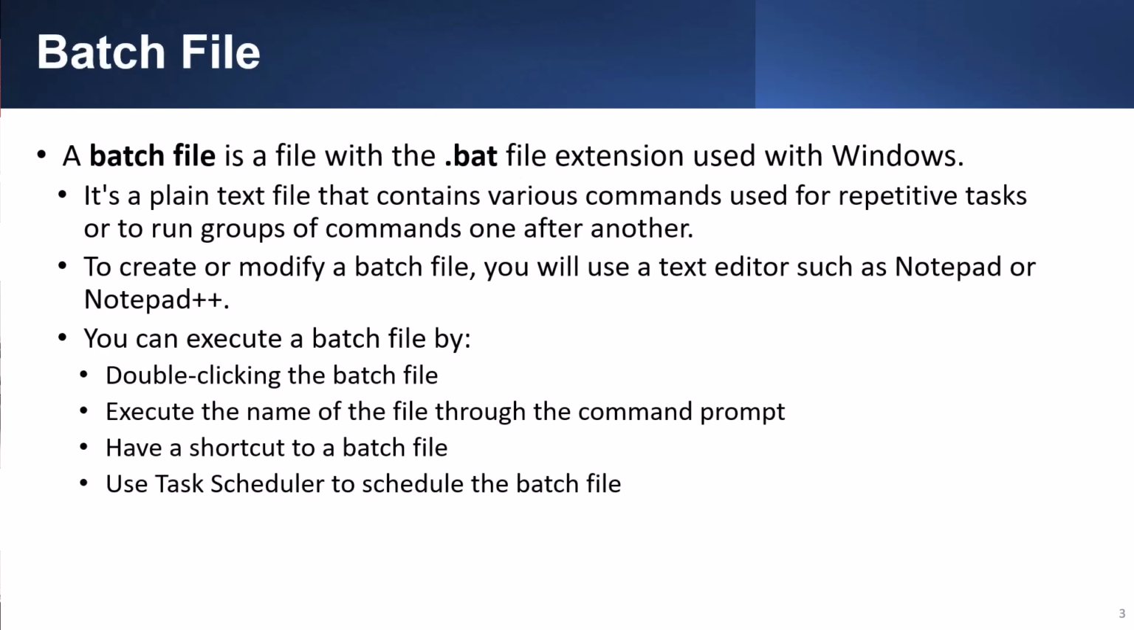A batch file is a file with the .bat file extension used with Windows. It's a plain text file that contains various commands used for repetitive tasks or to run groups of commands one after another. To create or modify a batch file, you would use a text editor such as Notepad or Notepad++. You can execute a batch file by double-clicking the batch file, execute the name of the file through a command prompt, have a shortcut to a batch file, or use Task Scheduler to schedule the batch file.